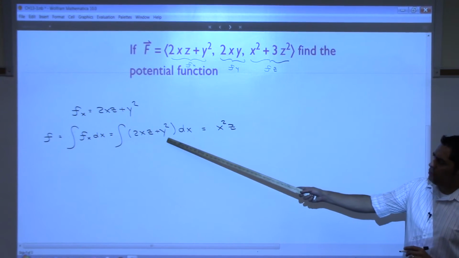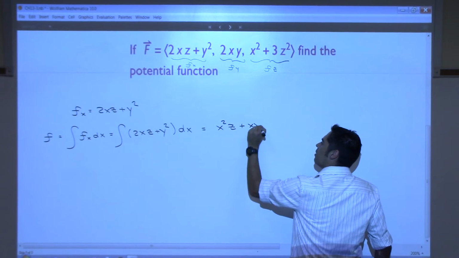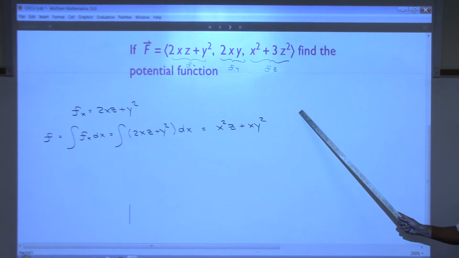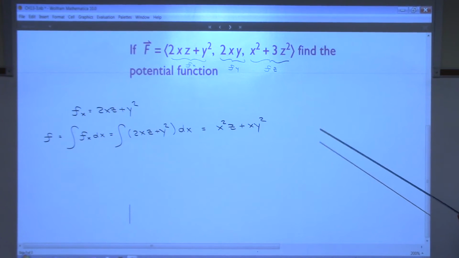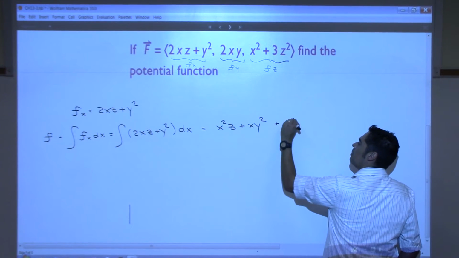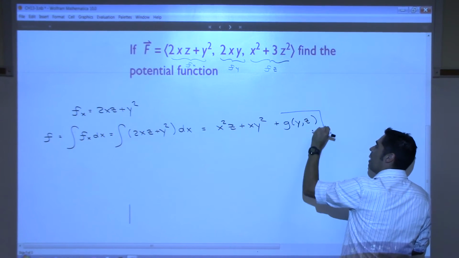What is the antiderivative of y squared with respect to x? Xy squared, or you could say y squared x. Plus, would we say g of x and y? Or z, close. What could be over here that would go to 0 if we took its derivative? We could have a constant, we could have y's, we could have z's this time also, because there are 3 variables. So I'm going to put g of yz.